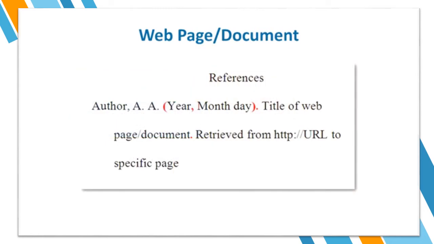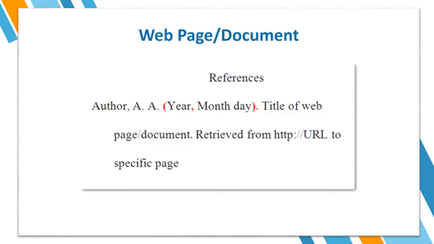In this example, punctuation is in red for emphasis. In your actual reference list, all font would be in black. Include as much of the following information as possible. Start with the author's last name, followed by their initials. In parentheses, put the date of creation or publication, if it's available. Then the title of the web page or document.